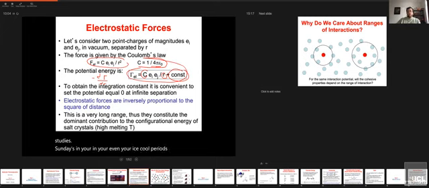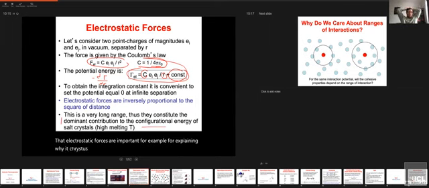Now, the thing is that electrostatic forces are important, for example, for explaining why crystals like salt, sodium chloride, have a very high melting point. If you do a Google search, you will find that the melting point of sodium chloride is on the order of 700 Celsius, if I remember correctly. And that's because these ions are strongly packed into each other. The crystal structure has one sodium, which is positively charged, next to one chloride, which is negatively charged. So they really like to be as close as possible because the interactions are driven by these electrostatic forces.